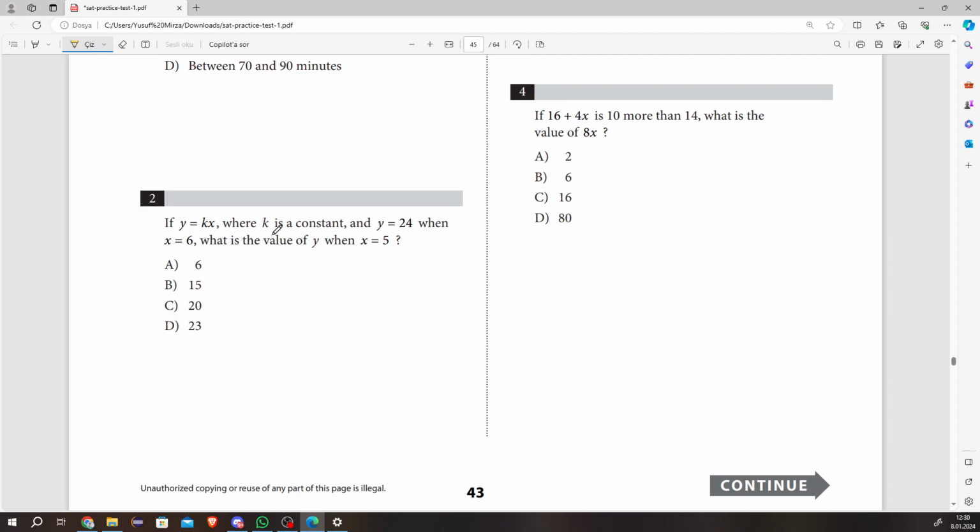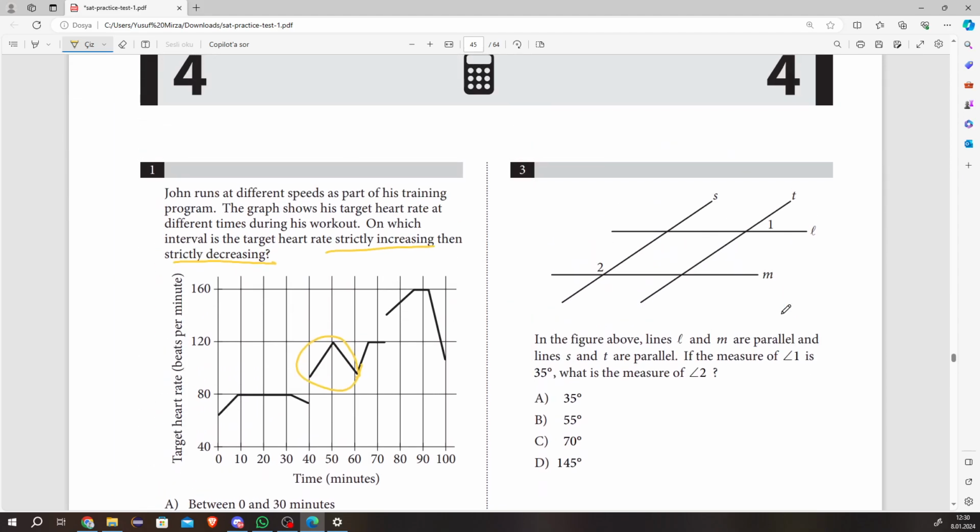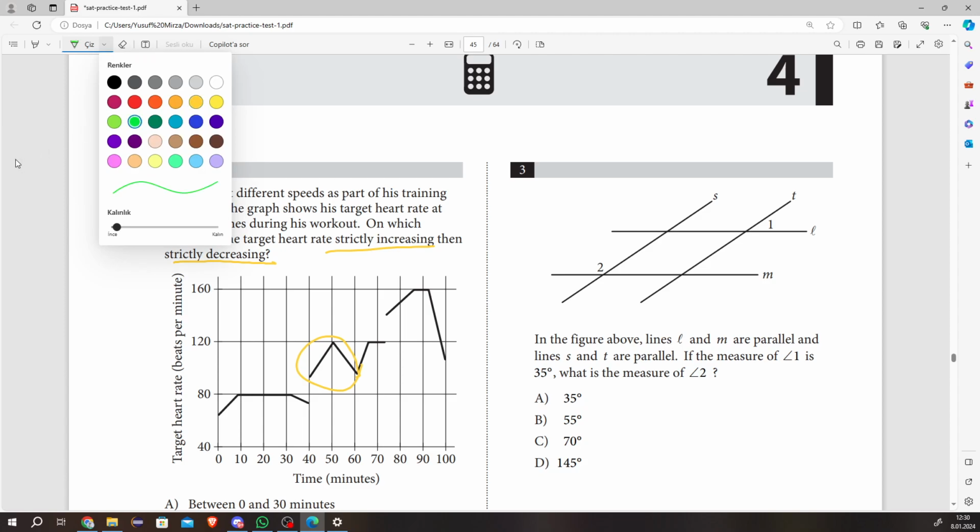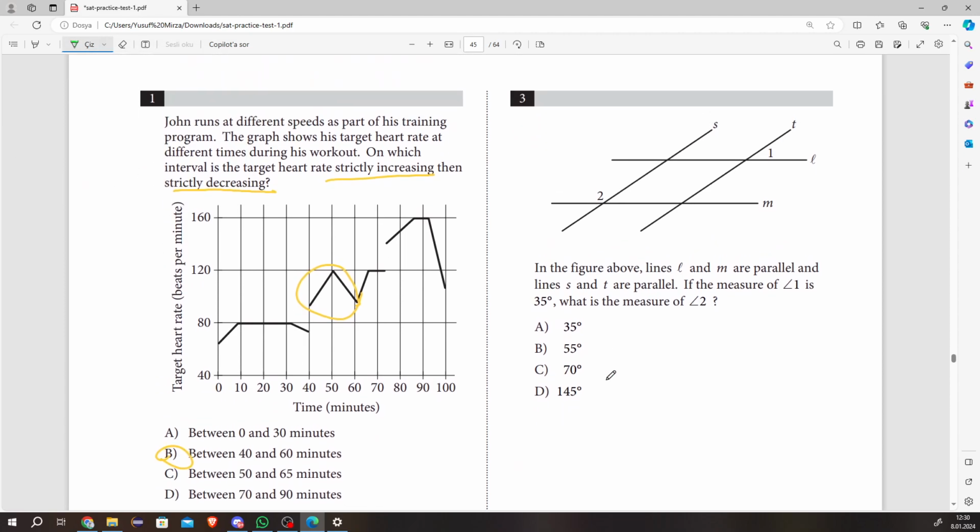If y is a constant and y is 25 when x equals 5. So 24 equals 6k, k equals 4. Then if we put x on here, we simply find the answer 20 if we put it there. So let's move ahead and look at question 3.